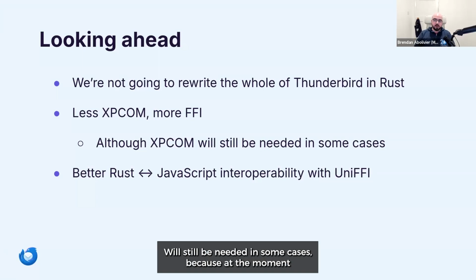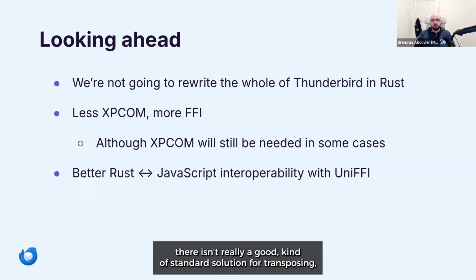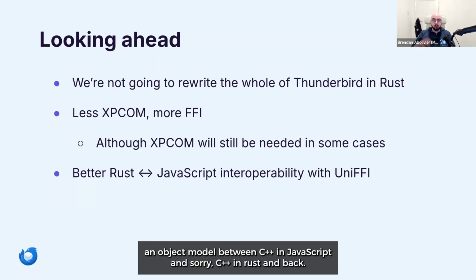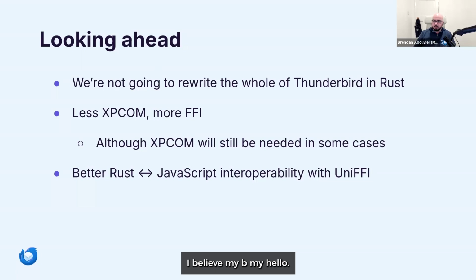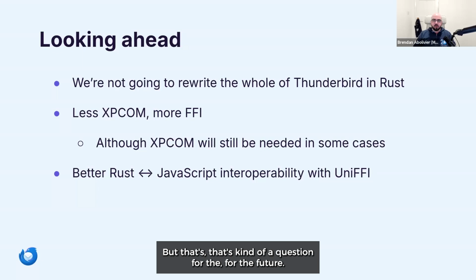XPCOM will still be needed in some cases because at the moment there isn't really a good standard solution for transposing an object model between C++ and JavaScript and C++ and Rust and back. And so for now, we will be using XPCOM for that. We might explore other solutions, like I believe CXX might allow some transition of the sort, but that's a question for the future.